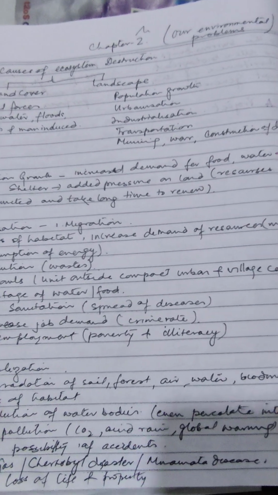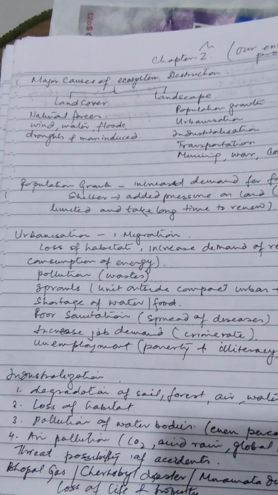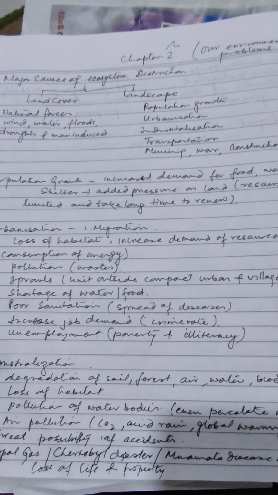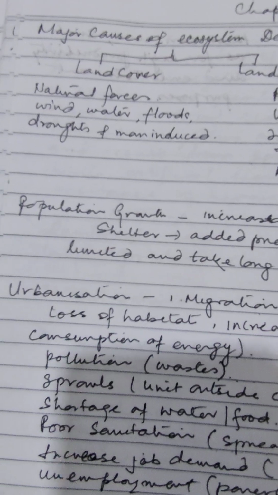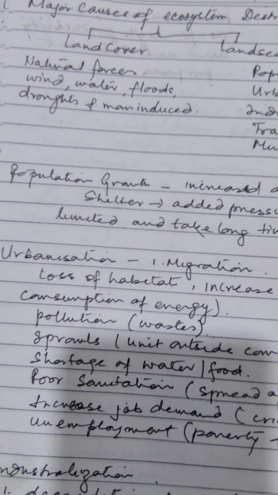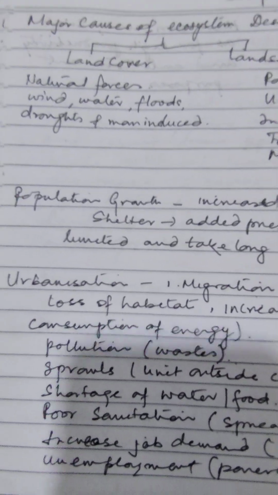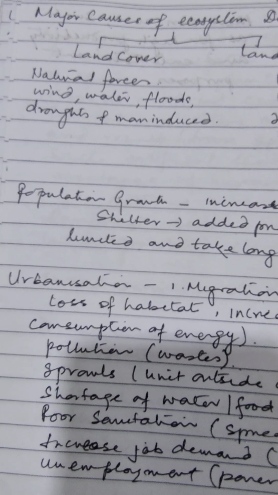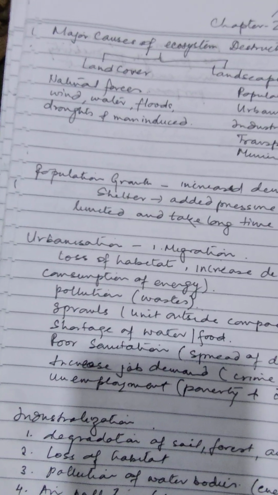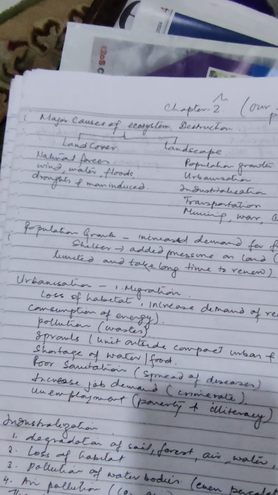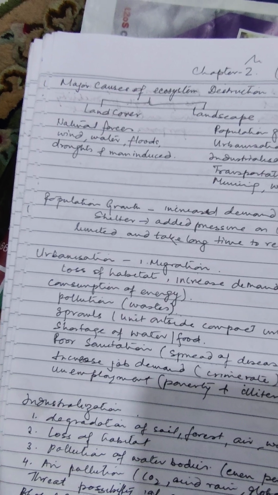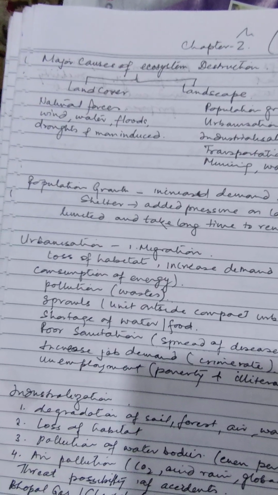What are the major causes of ecosystem destruction? So what is the major cause? Ecosystem transformation or destruction mainly occurs due to changes in land cover. See, if land cover is changing, then there is destruction in the ecosystem. This can be natural, land cover destruction by natural forces over which you don't have any control, like wind, water, flood, rain, and it can be man induced, which you are the only person doing. So usually most of the destruction of the landscape and the ecosystem is man-made.